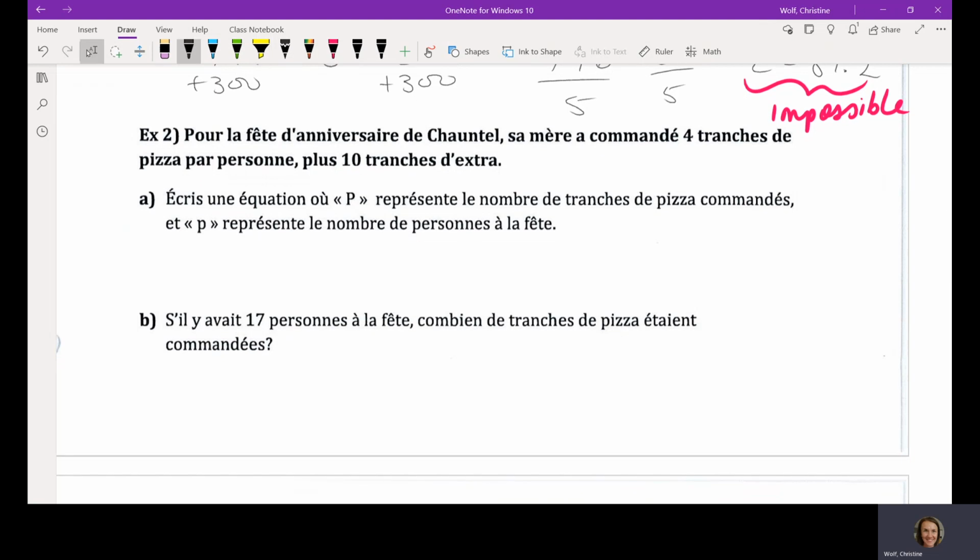So, pour la fête d'anniversaire de Chantal, sa mère a commandé 4 tranches de pizza par personne, plus 10 tranches extra. Okay, so Chantal's having a birthday party. Again, back when we could have birthday parties, am I right? Seriously. Elle a commandé 4 tranches par personne. So she mathed it out and got 4 slices, not 4 pizzas per person. 4 slices per person. But then she also just got 10 extra. Not 10 per person extra, just 10 extra.